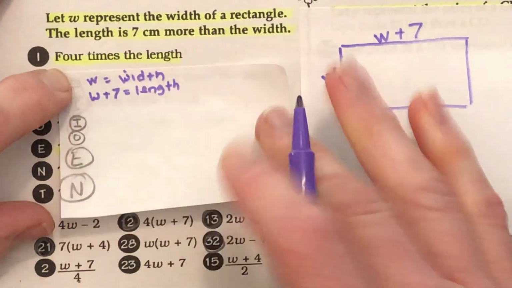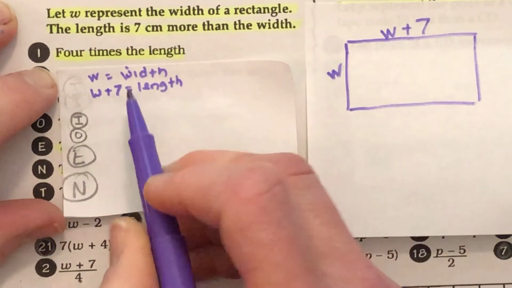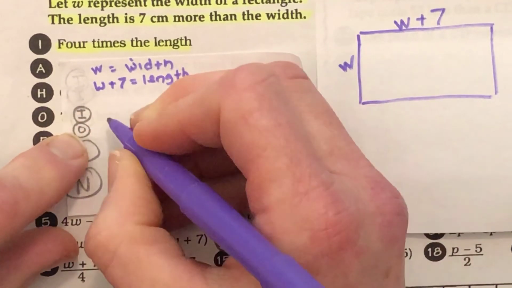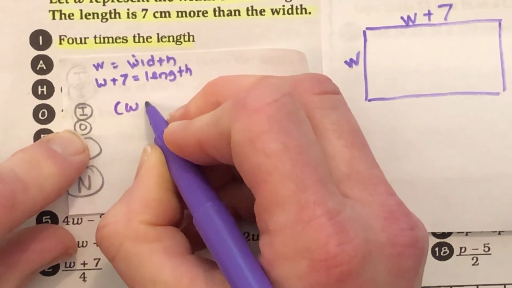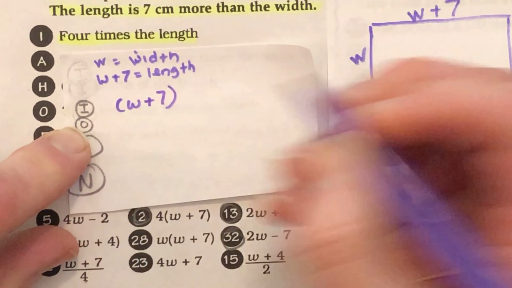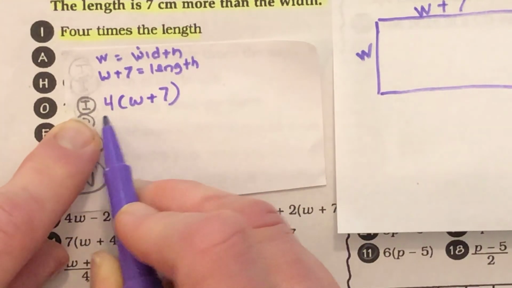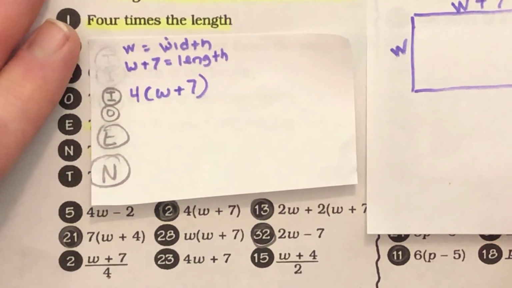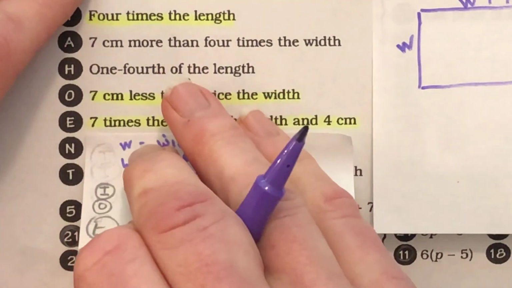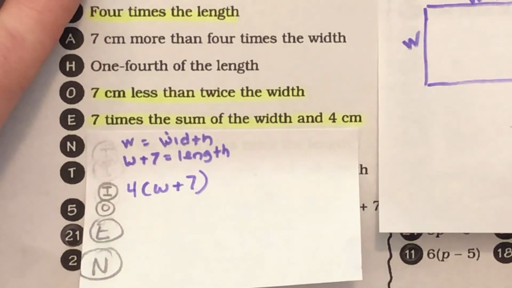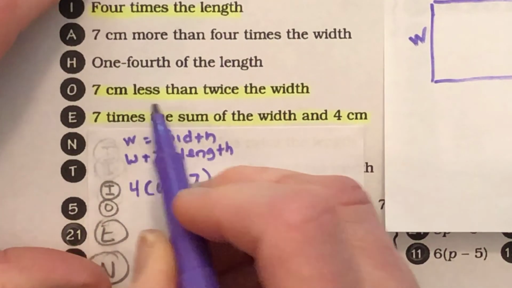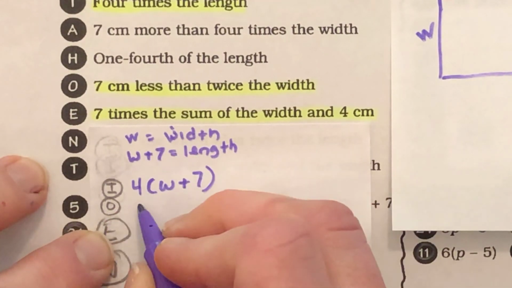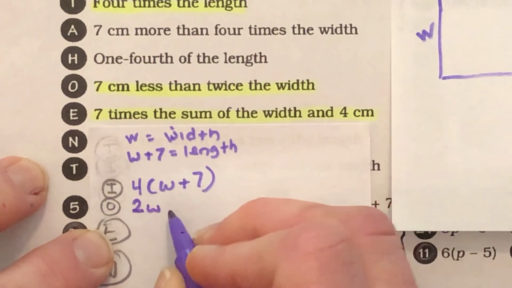Let's start with the first one. 4 times the length. Well, if the length is W plus 7, and we're multiplying that by 4, then we'll have to put W plus 7 in parentheses because we're multiplying the whole length times 4. So I is 4 times W plus 7. O, I'm going to bring down here, 7 centimeters less than twice the width. Less than, that means I switch the order. So twice the width is W, less 7.